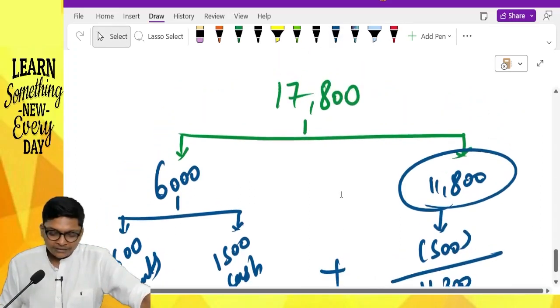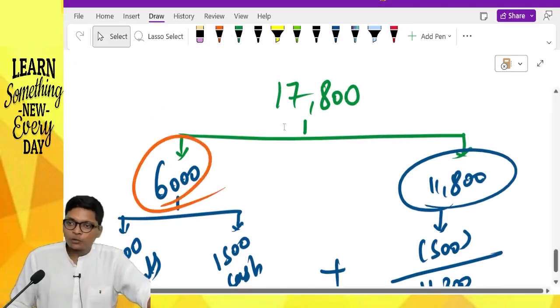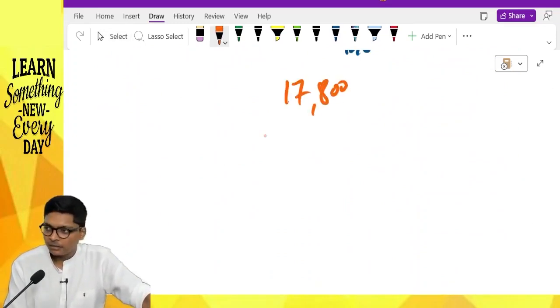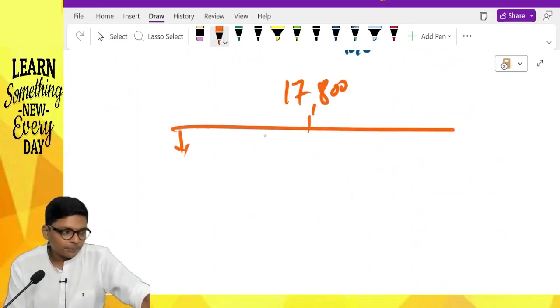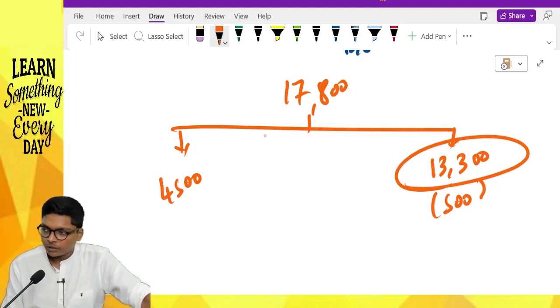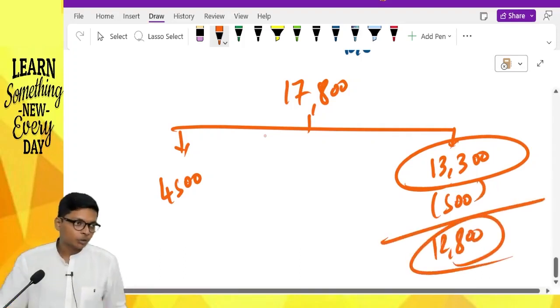The other way of solving is, I don't take the assumption that the 6,000 is what they're taking. You will get the same answer, 17,800. They are saying one creditor took patents for 4,500. So the balance is 13,300 with a discount, paid 12,000. You can do it both ways.